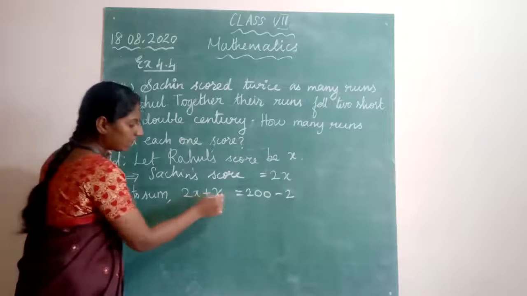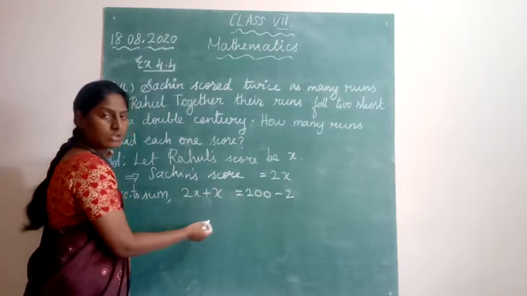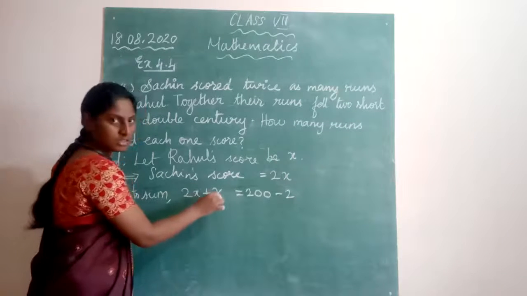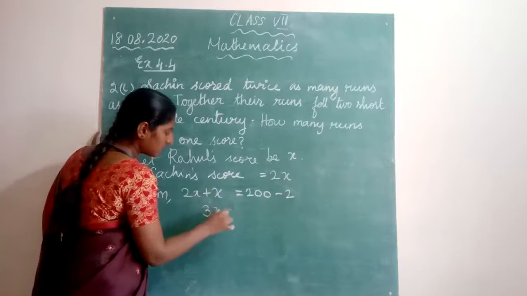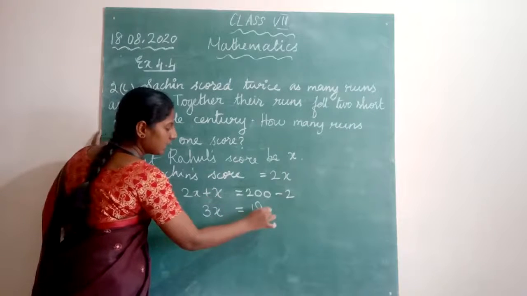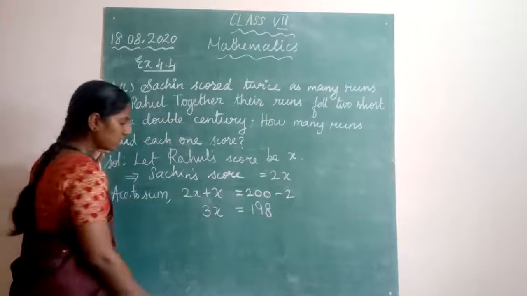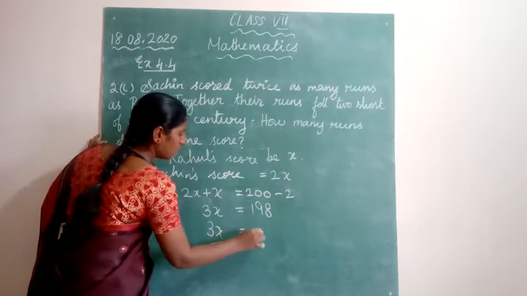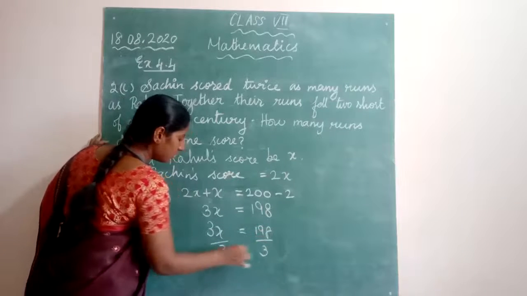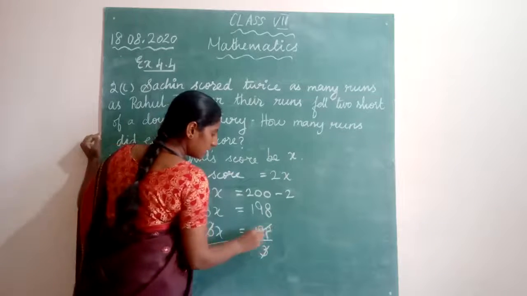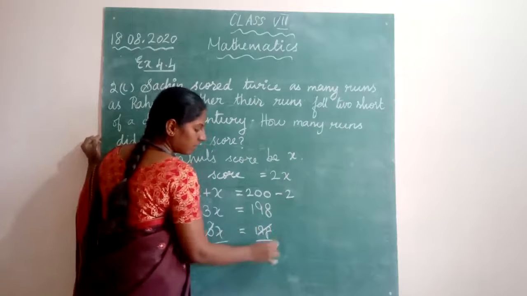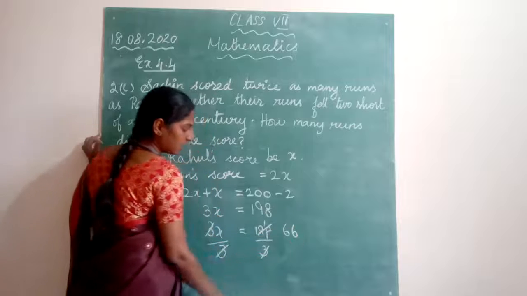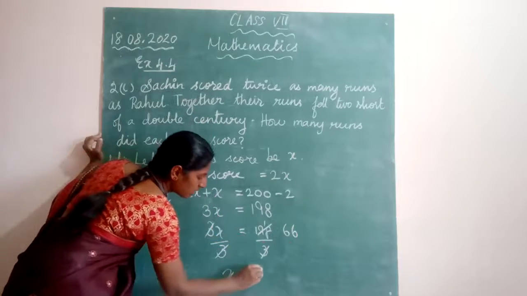Now you will have 2x plus x. So what is this? 3x. Okay, you have to add. So here you have 3x equal to 198. Is it clear? So now you can easily solve this. 198 divided by 3. So 3 and 3 will get cancelled. This also will get cancelled. Here you have 3 6s are 18. So 1 will be left out. Again 3 6s are 18. So x is equal to 66.